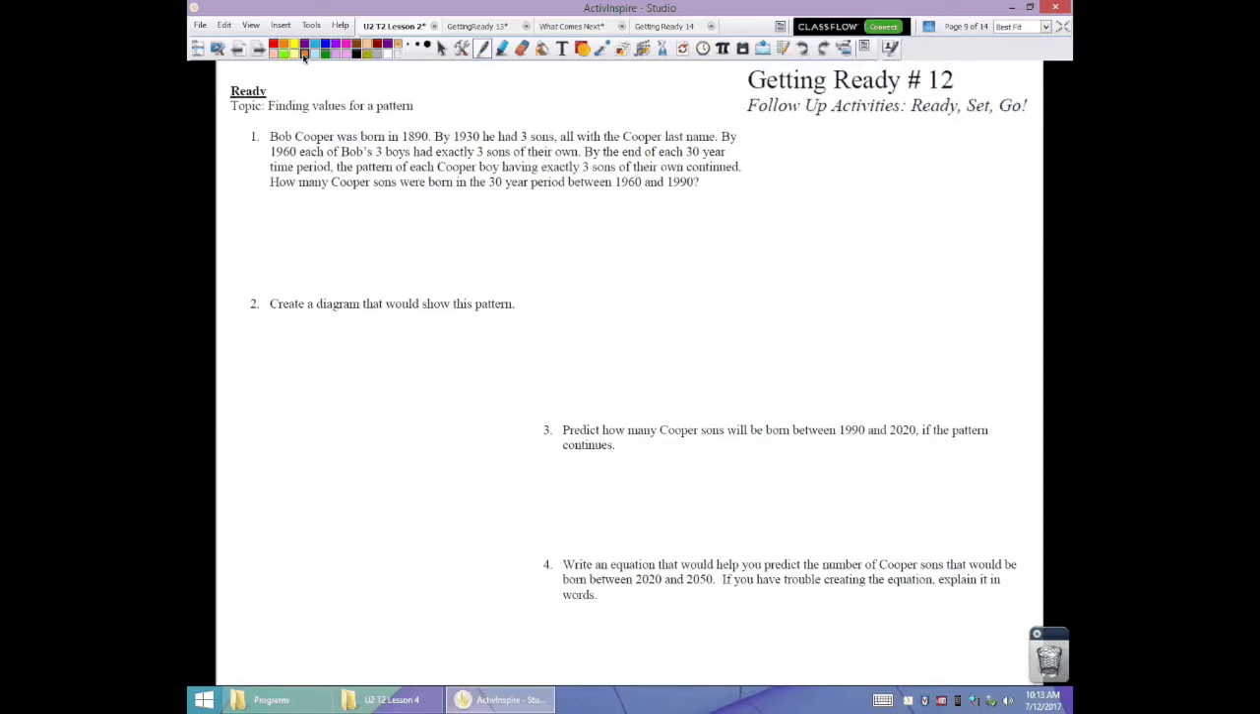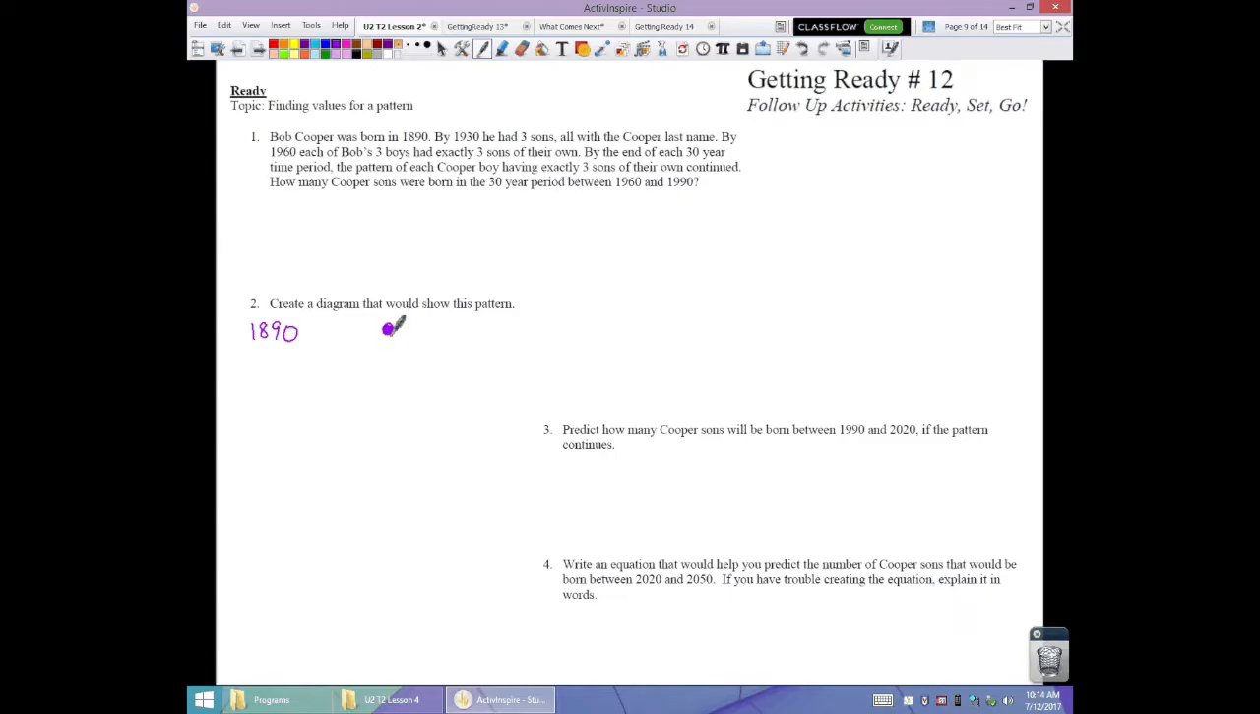Now, before we can even attempt to answer that, I feel like we should jump ahead and try number 2, which says to create a diagram to show this pattern, because that's how I would figure out number 1 anyway. So let's just start down here and say, okay, in 1890, we had Bob Cooper.